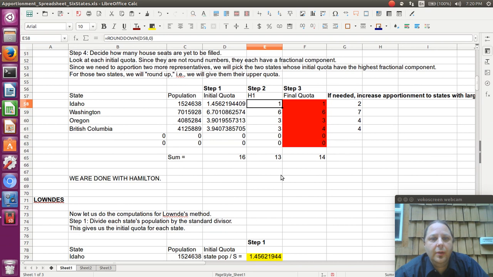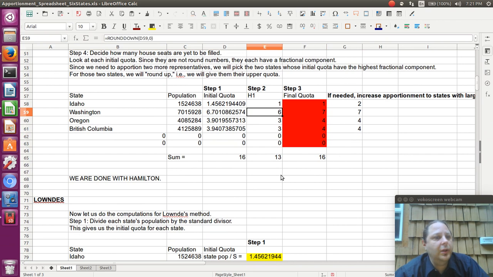So I'm going to come down to Step 3 here, where I'm going to start with the initial allocation, 1633. And then, with Hamilton, to go to the upper quota, I look for those states that have the largest fraction remaining. Well, BC has 0.94 remaining, so they're going to get an extra seat. They get their upper quota. Oregon has 0.9. They get their upper quota.